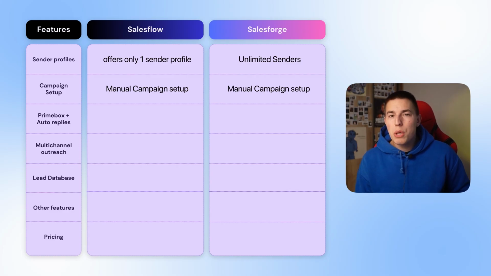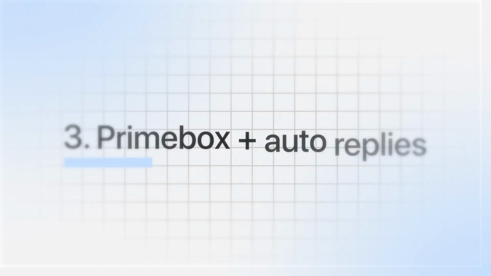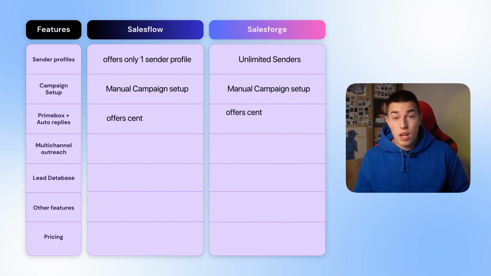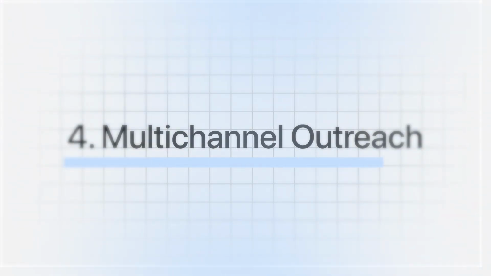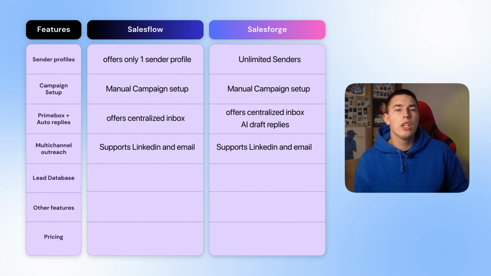Both platforms use manual campaign setup. That means you build your sequences step by step. Connection requests, follow-ups, and conditions. When prospects reply, both Salesforge and Salesflow give you a centralized inbox so you can manage all conversations in one place. The difference is that Salesforge also drafts AI replies. It uses your company information to suggest responses, helping you reply faster and stay consistent. Salesflow doesn't offer that.